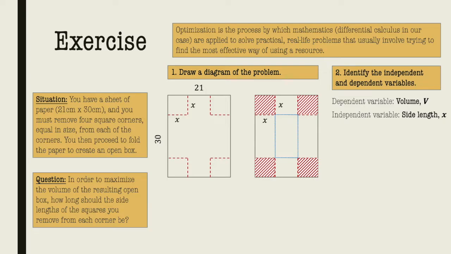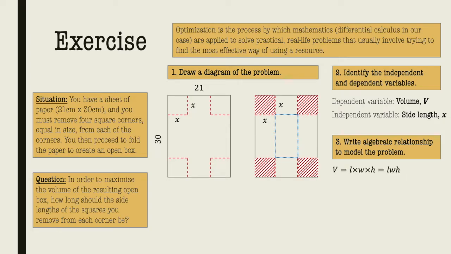Our next step is to write some algebraic equations to express the relationship between the independent and dependent variables mathematically, as well as to model our problem with a formula, which we will need to solve the problem. To begin, we know that to find the volume of a cuboid object, we need the product of its length, width, and height. Therefore, V equals the length times the width times the height, or V equals LWH.